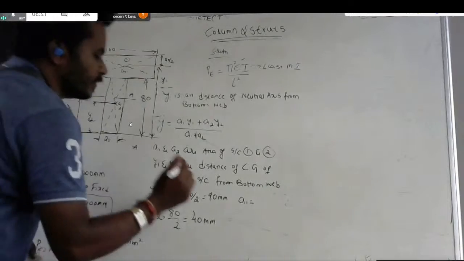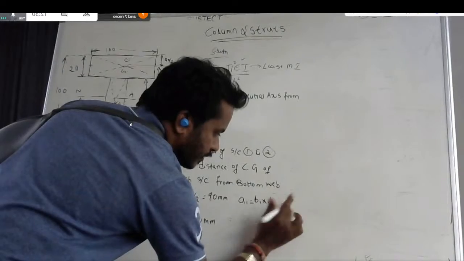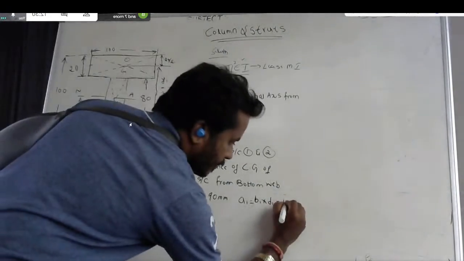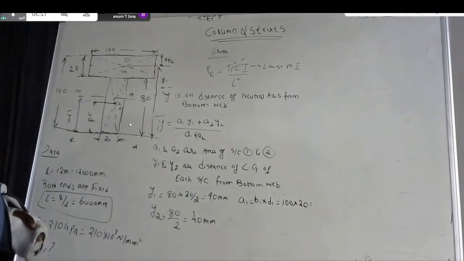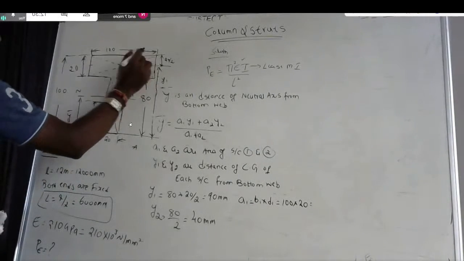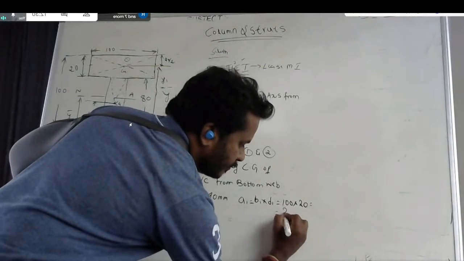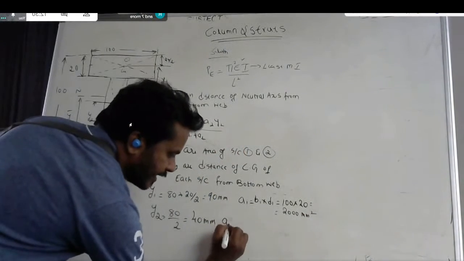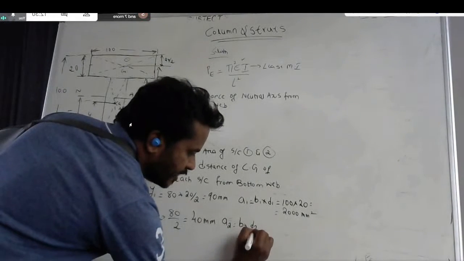A1 is nothing but the area of this flange, B1 into D1. B1 is 100, D1 is 20. Correct now? The area of the flange is 100 into 20, that becomes 2000 mm square, correct? A2 is the area of the web, that is B2 into D2.